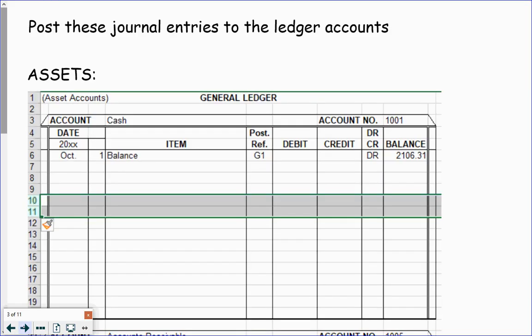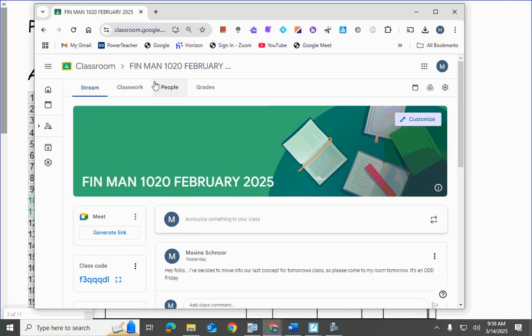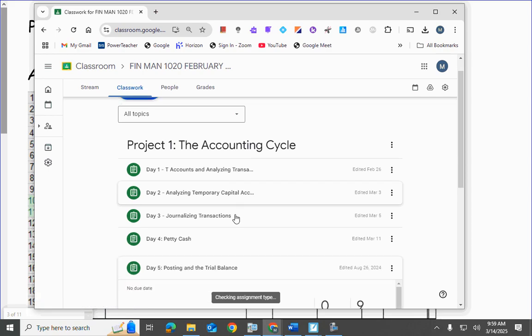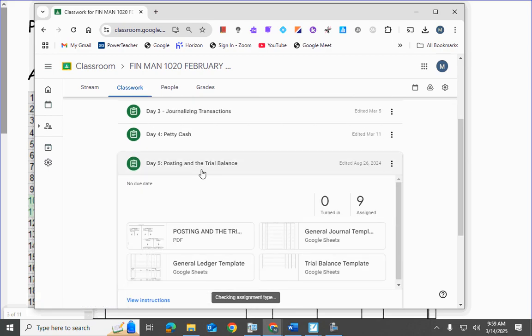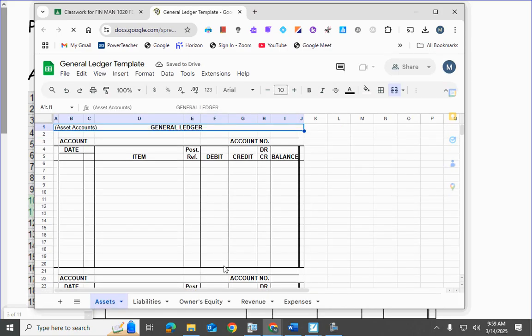So, general ledger. What I'm going to do is pull up what the Google Classroom looks like just to show you what's happening here. Just give me a second. Let me open it up. So right here, under your assignment, you're on assignment number 5. The general ledger is this right here. So if I open that up, here's the thing with the general ledger.